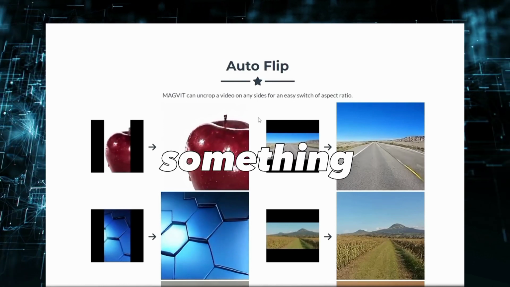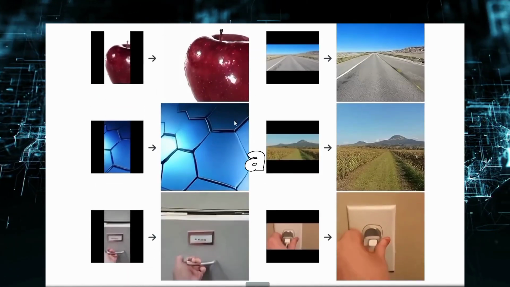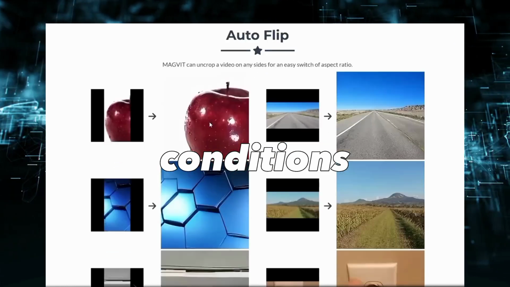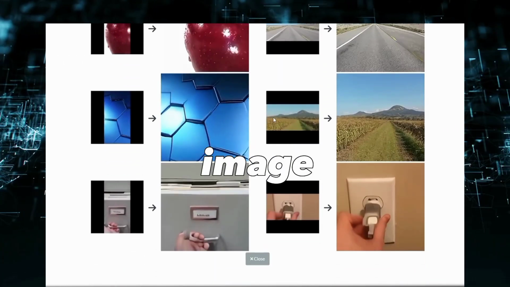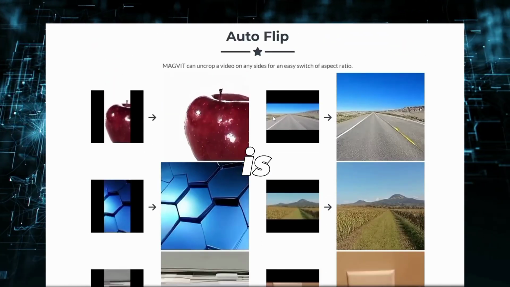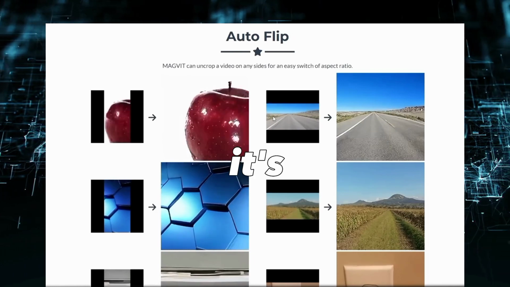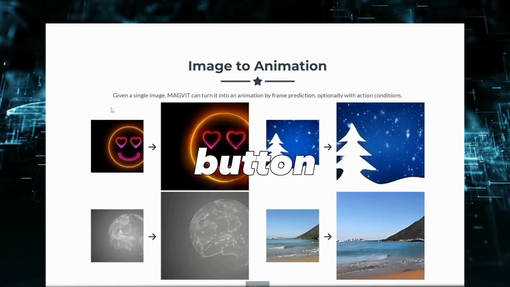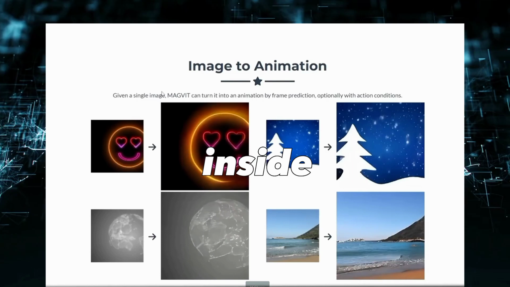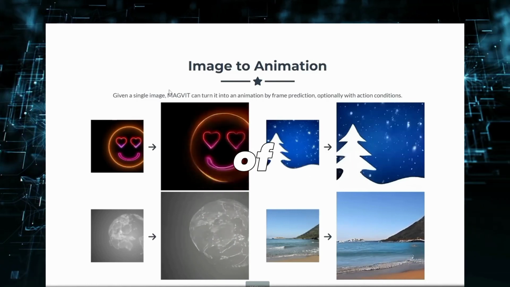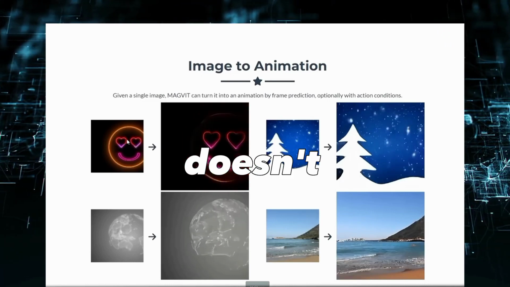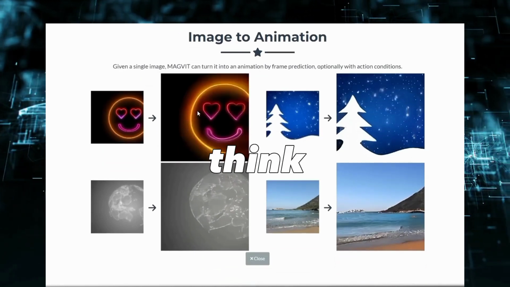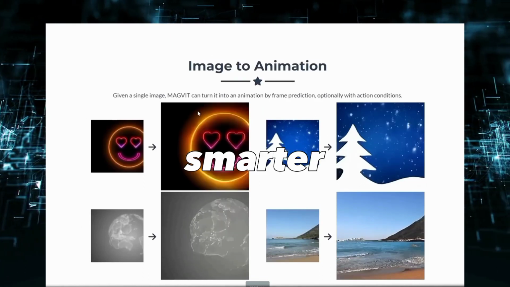Then of course, we have something called image to animation. It says, given a single image, MAGVIT can turn it into an animation by frame prediction, optionally with action conditions. Essentially what they mean here is that when you use a certain image, MAGVIT potentially understands what that image is, and because it understands exactly what that image is, it's going to perform the correct animation. Now you have to understand that this is not just a click of a button thing. This AI really understands what's inside the video. We know that this is a neon type of sign, and as humans, we know this kind of sign doesn't blink. It glows, which is why we can see the opacity increase and decrease. I think that key example shows that this kind of AI software is much smarter than we think.